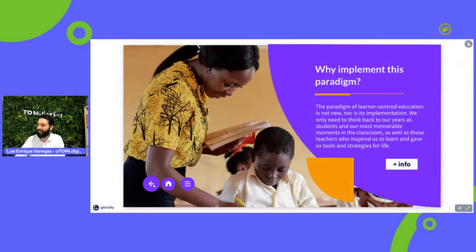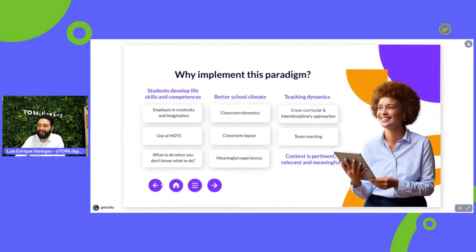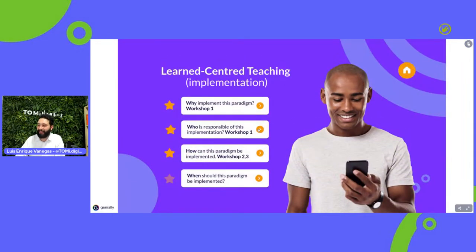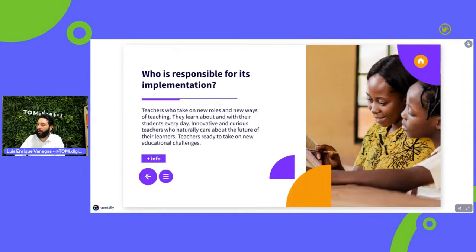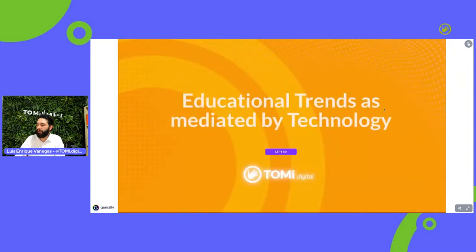There's a very interesting place in here in which we say, who is responsible for the implementation of this paradigm? And that's the second square. We talked in that workshop about how teachers are responsible for the implementation of this new paradigm. But we also learned that it's not only the teachers, all right? We need students that are also engaged in this new paradigm, and we need a society that knows that education needs to change and why education needs to change. So we only included here parents and government, so policymakers, but we know that it's about everybody, okay? So if you want to know more about this, just remember that you can visit our ebook at any time and get all the information from there.